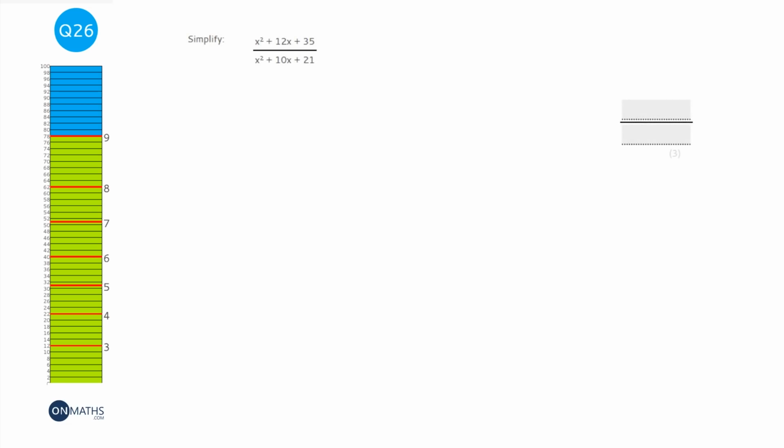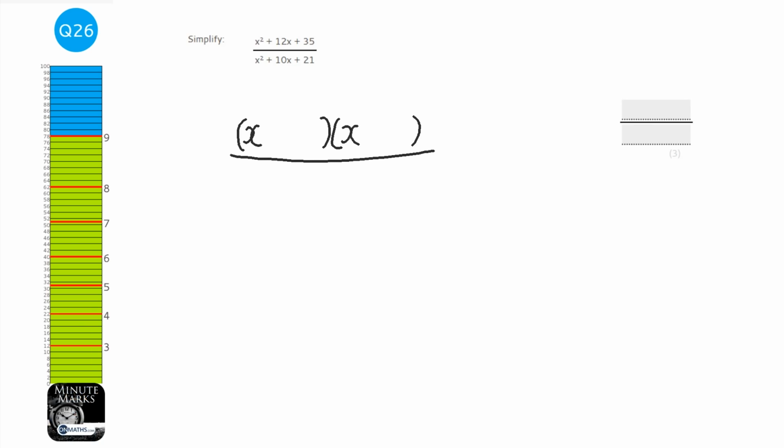To simplify a fraction, you need to divide top and bottom by something. So I need to find something that all 6 terms have in common. Well, there is nothing that all those terms have in common. So the way of starting this is to factorize the top and bottom, so put them into brackets, and then something will turn up. So let's factorize the top. I know it's going to be x at the start. I need 2 numbers that add together to make 12 and multiply together to make 35. Well, that's going to be 7 and 5.